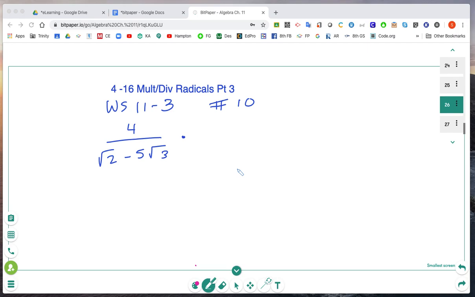We're going to continue working on multiplying and dividing radicals. I'm going to be working with number 10 on worksheet 11.3.